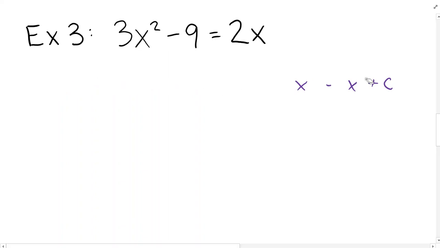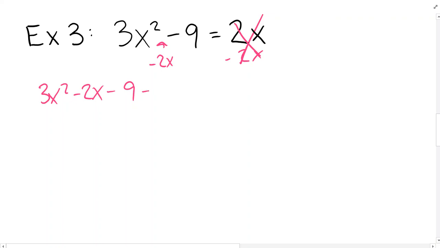And so I'm going to move this 2x over to the left by subtracting 2x. And I'm going to put it right in the middle, in between my x squared and my 9, just because I want this, again, in that form, ax squared plus bx plus c. And so this is going to go to 0 on the right, and I get 3x squared minus 2x minus 9 is equal to 0, where 3 is my a, negative 2 is my b, and my c is negative 9. Well, that's not a very good color combo, is it? This is negative 9.